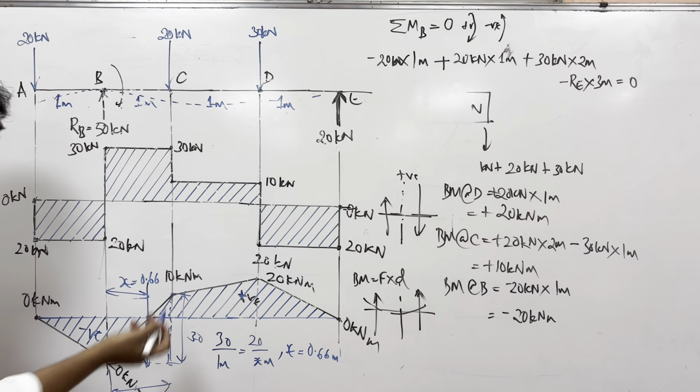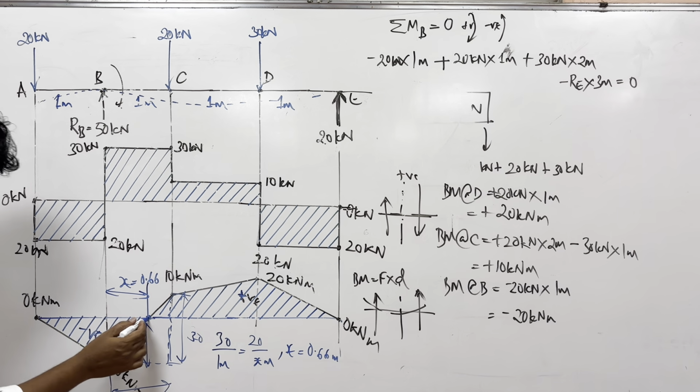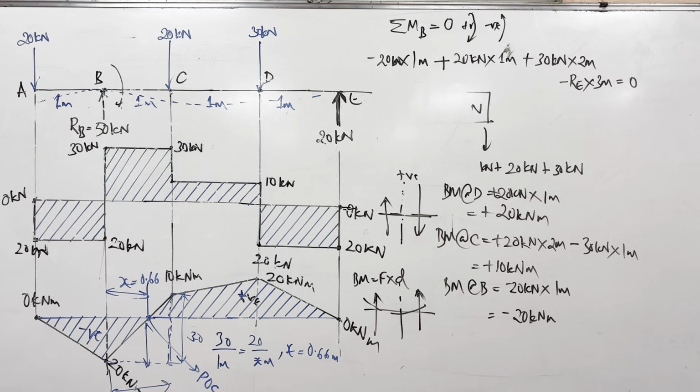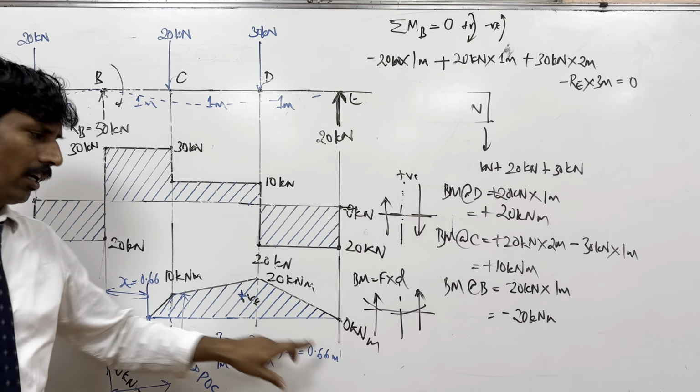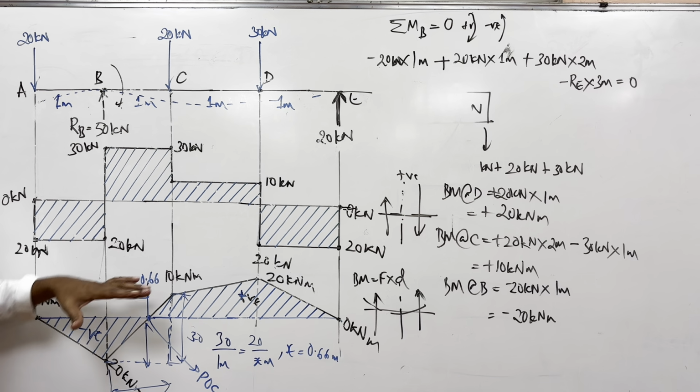If you mention this, the point of contraflexure, people can write POC, something like this. The examiner wants to know where it is. So it is better, instead of only showing the calculation, to also mark this location here. Then the examiner is happy that you have actually shown it. Okay?